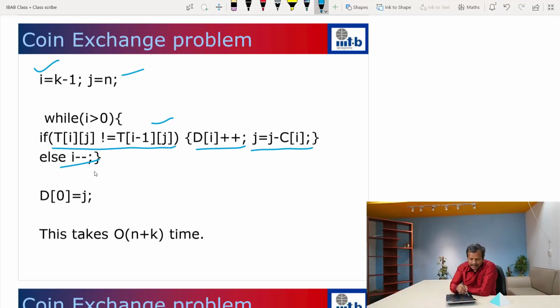When I come out of this loop, i is going to be 0. That means that I am allowed to use only the first coin. If I have to pay for j using only the first coin, then I know that j coins are required. Each time I go inside the loop, either j is decremented by C of i, or i is decremented by 1. So the total amount of time required to find all the coins that I used is order n plus k.